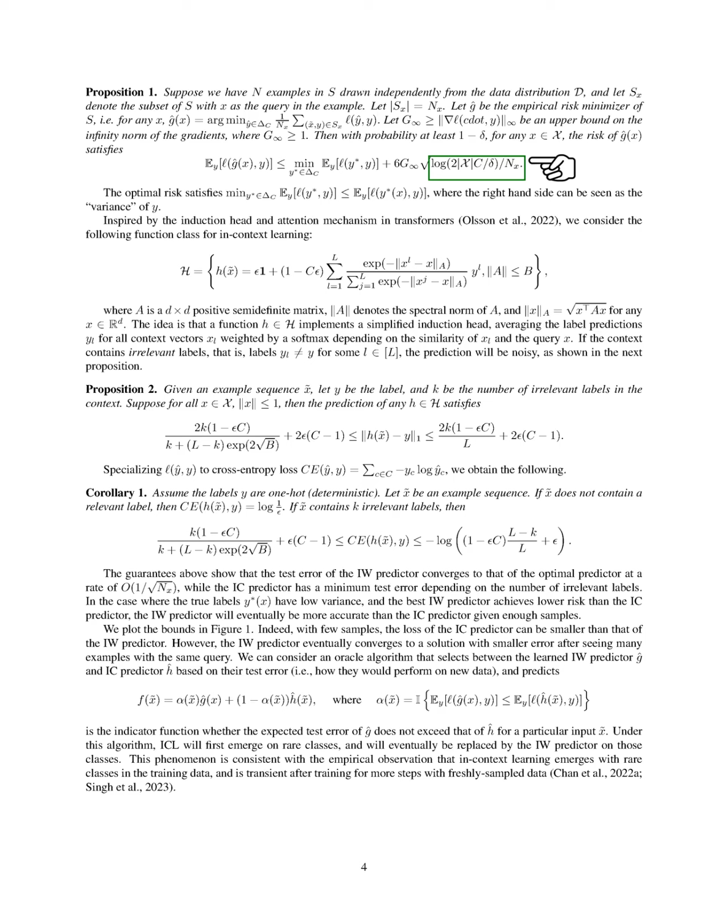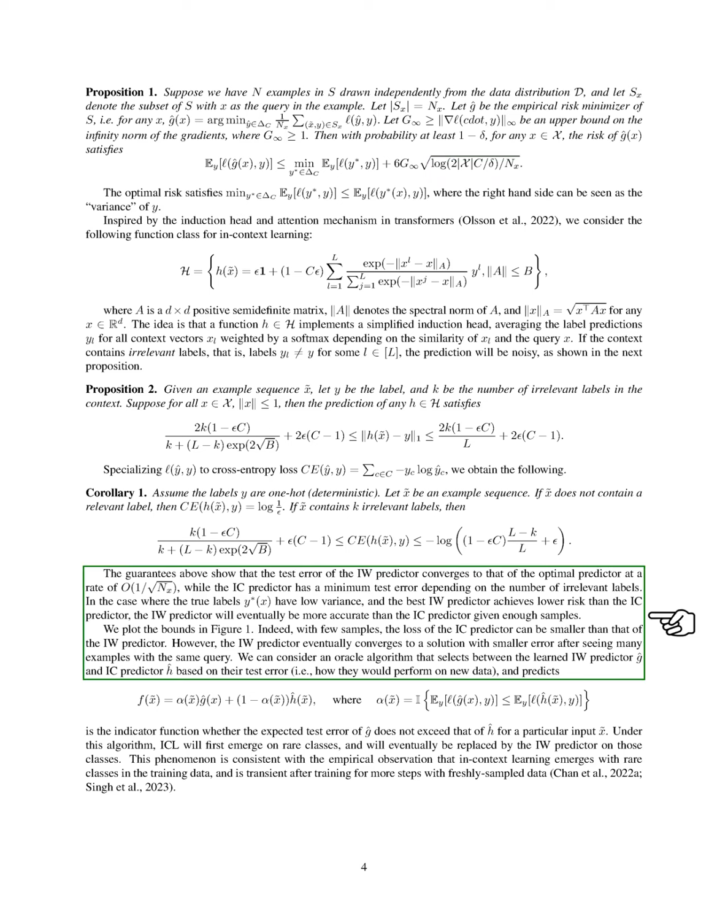When we specialize our loss function to cross-entropy loss, we find that if the input does not contain a relevant label, the loss is high. If there are irrelevant labels, the loss can be expressed in terms of the number of irrelevant labels and other parameters. Our findings indicate that the test error of the in-weight predictor improves at a certain rate, while the in-context predictor's error depends on the number of irrelevant labels. In cases where the true labels have low variance, the in-weight predictor can outperform the in-context predictor given enough samples.